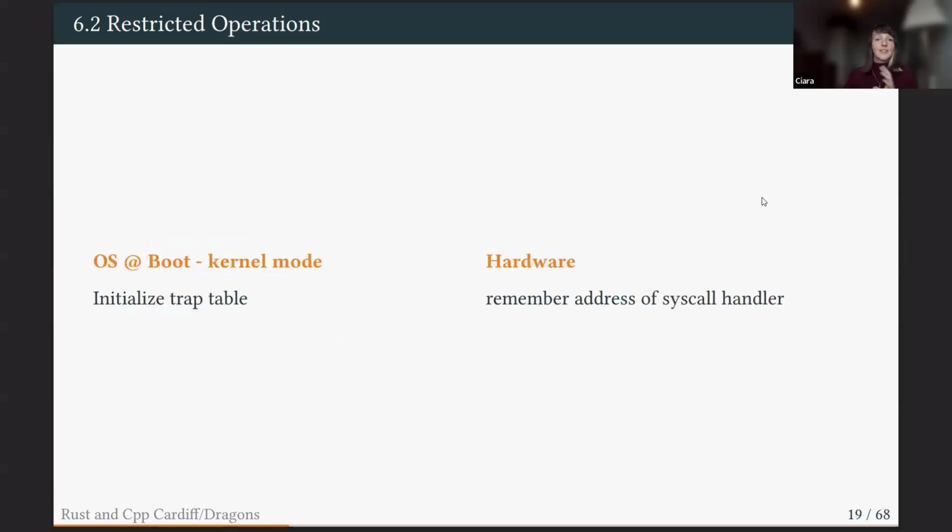And this kind of set of instructions is going to be listed out in something called a trap table, which will be populated when you boot the operating system in kernel mode at startup time. And then the hardware is going to look at that trap table, remember the address of the syscall handler, so that it will then know which bit of code it needs to jump to depending on what syscall is executed.